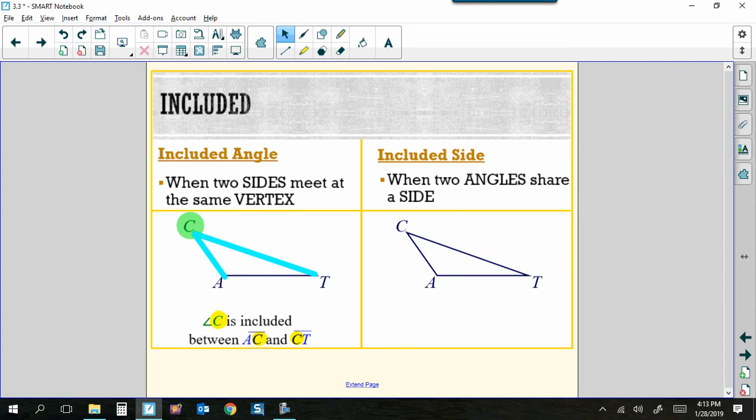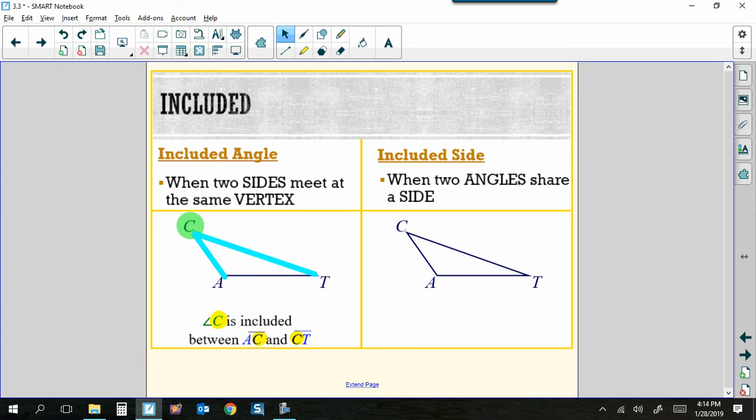You could almost think of it as the 2 segments are both pointing at, or it's where they meet up. It's the vertex of those 2 segments. An included side is going to mean the same thing, only using the opposite pieces. So an included side is when 2 angles share the same side.